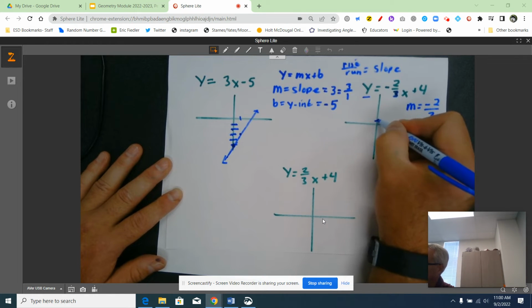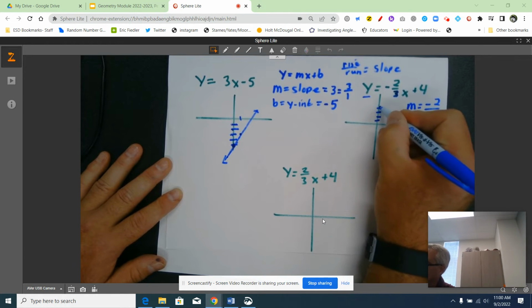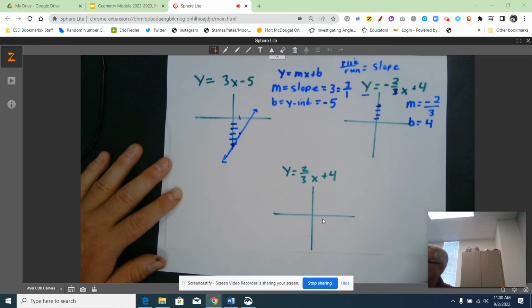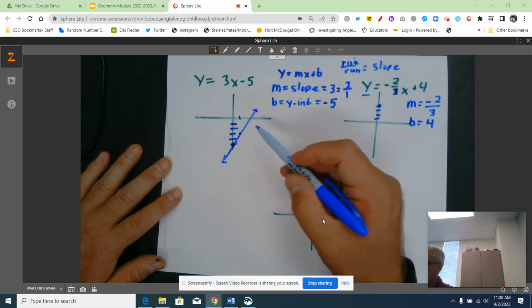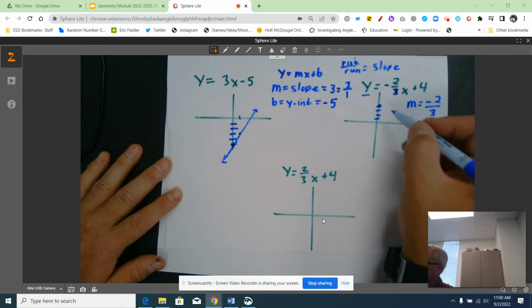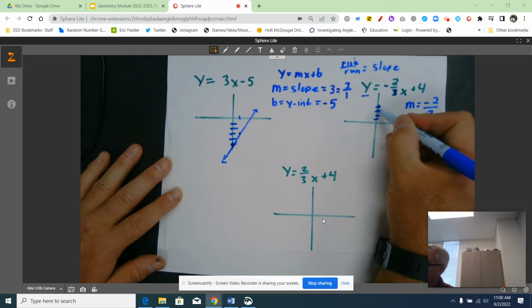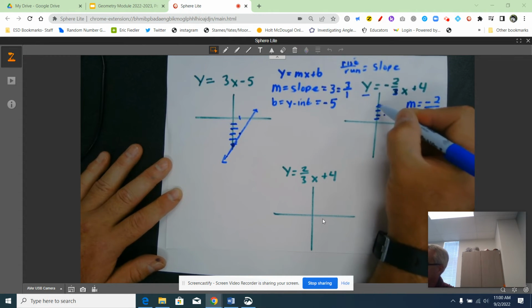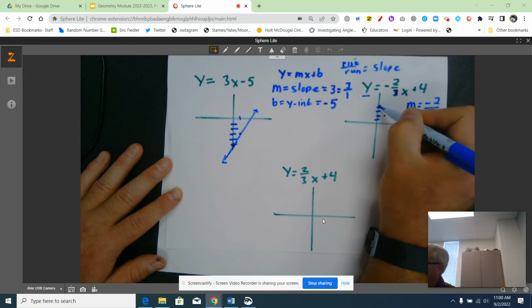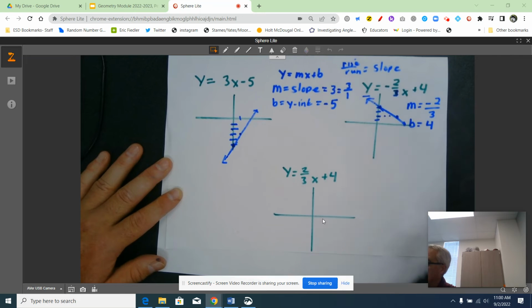Plot the 4. 1, 2, 3, 4. Put a dot right there. That's the y-intercept. Now I'm going to rise negative 2 and run 3. Well, what do you think that means? Before I rose 3 and ran 1. Well, to rise negative 2 means I go down 2. 1, 2. And then I'm going to run 3. 1, 2, 3. Draw a line that goes through those 2 points. And there's y is equal to negative 2/3 x plus 4.